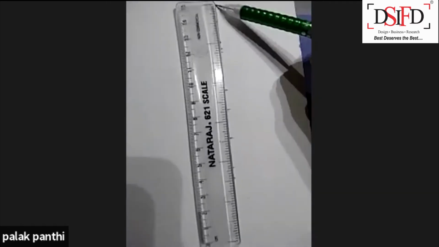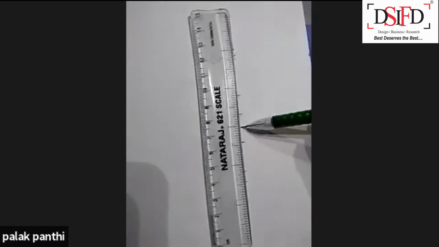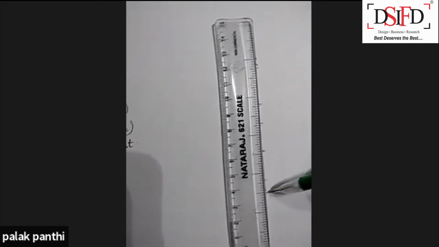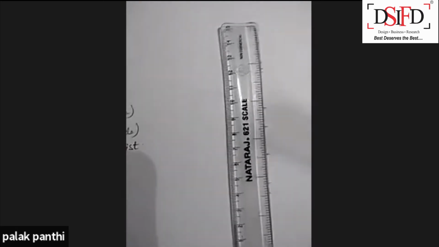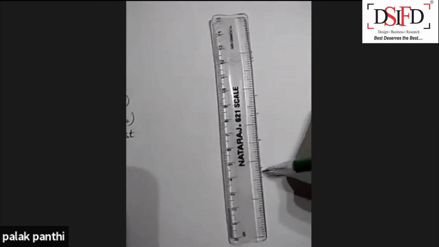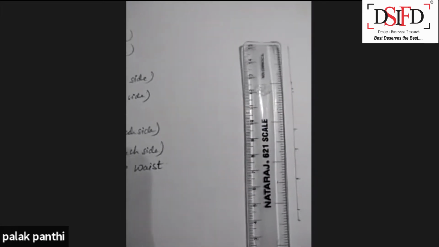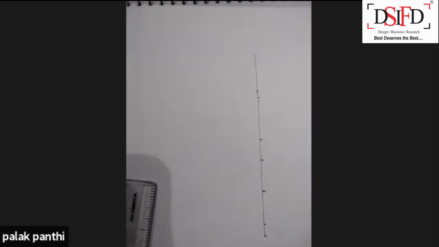So 1, 2, 3, 4, and this is 4.25. This is 4.5 where the toes come and the figure ends. 4.25 is for ankle. So understood like this, we mark all the vertical measurements and then we move ahead with the horizontal. So this is our line which we follow for a figure.